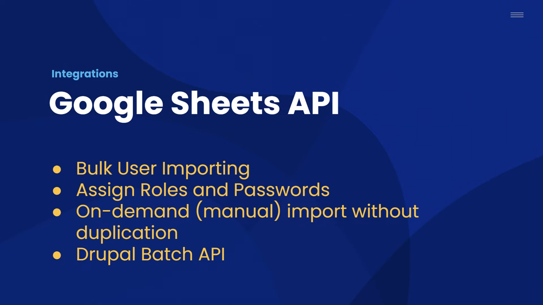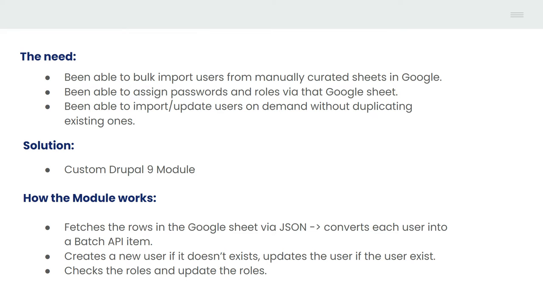So Google Sheets API. There was a need to import users on demand. And these users were manually curated in a Google Sheet. So sometimes some users were updated, password or maybe roles or stuff like that. So we needed to run on demand imports from Google Sheets. And also another need was that we needed to avoid duplicates. So if, let's say you have a Google Sheet with 25 users, and you update one, the import should be smart enough to update just the roles or the password.